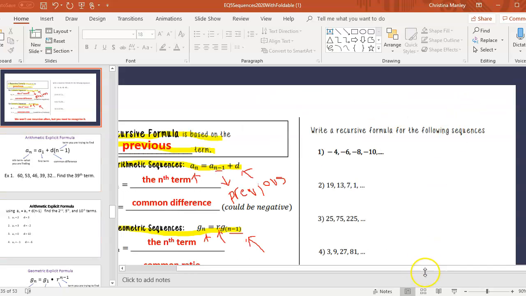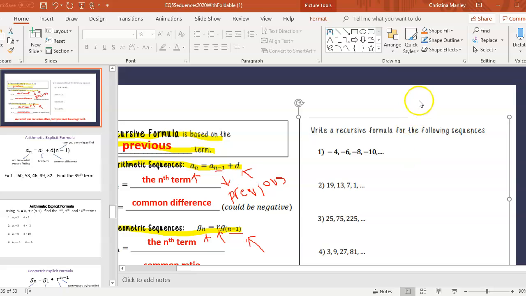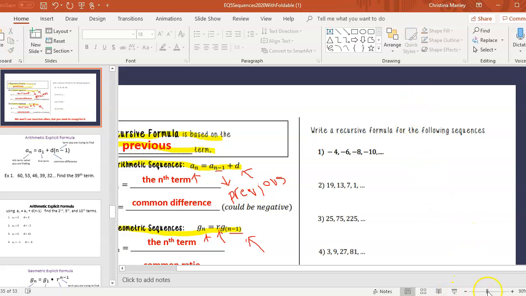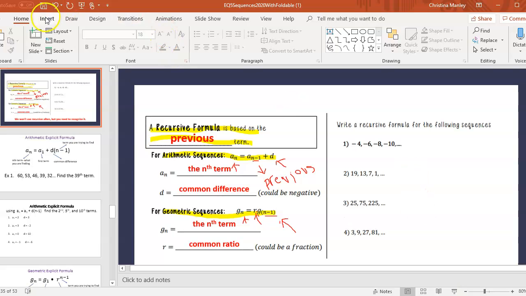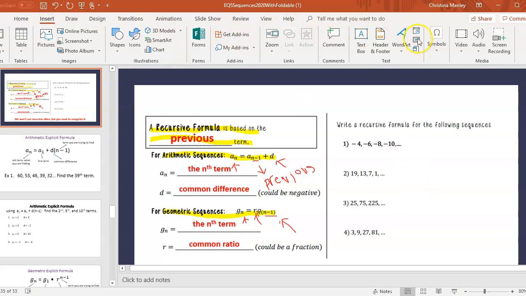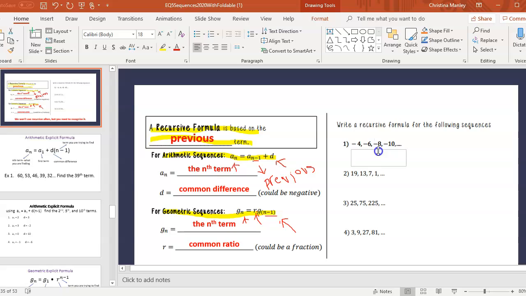Okay, here we go. Zoom out a little bit. So I'm going to do like I did before and insert a text box to type in for you guys. These are the same examples that we had for the explicit formulas for arithmetic and geometric sequences. Same sequences here.